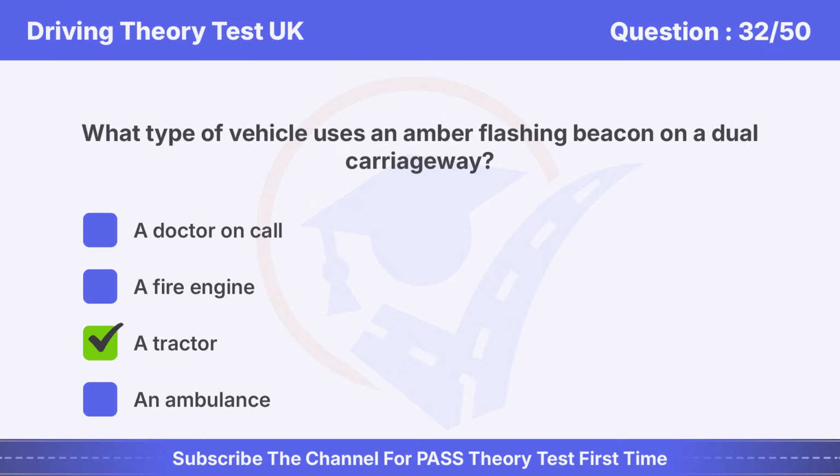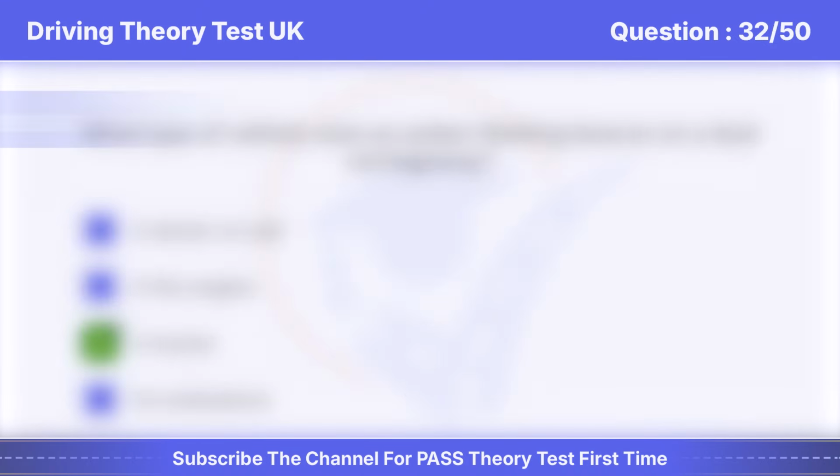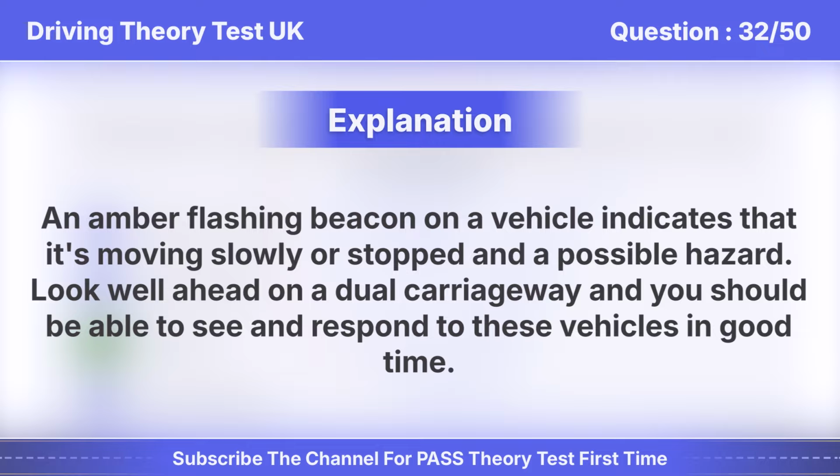Answer is C. A tractor. An amber flashing beacon on a vehicle indicates that it's moving slowly or stopped and a possible hazard. Look well ahead on a dual carriageway and you should be able to see and respond to these vehicles in good time.